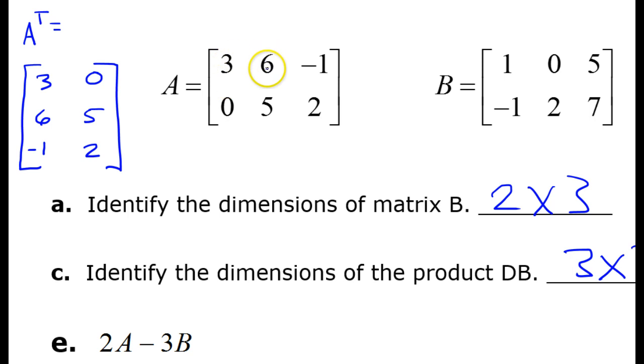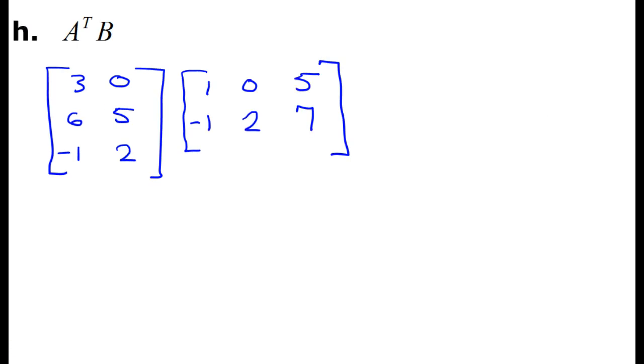Notice that this affects the columns automatically. Column 2 was 6, 5. Now row 2 is 6, 5, for example. So this is a transpose, and this is matrix B. So we need to multiply these two together.